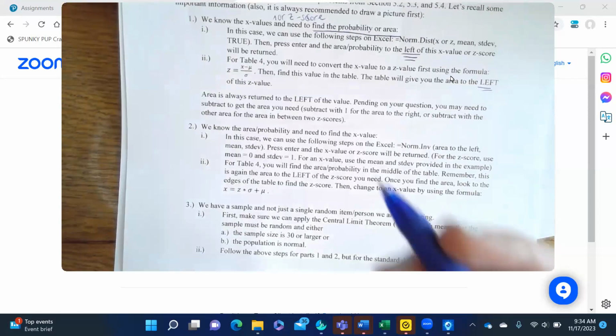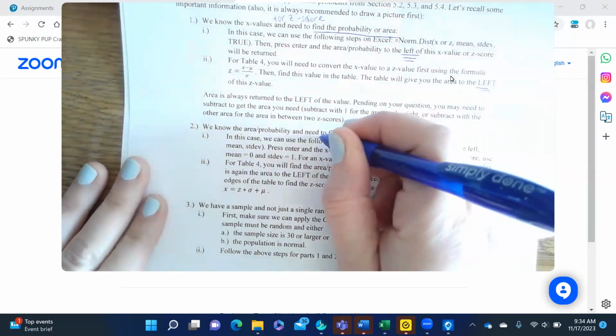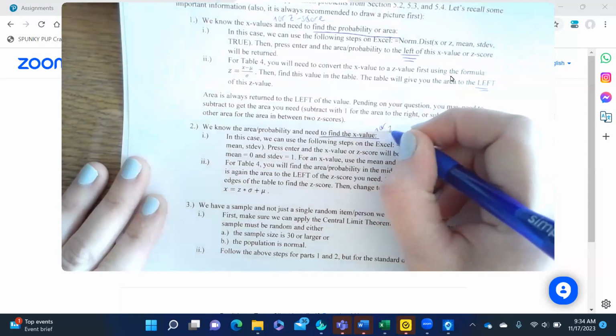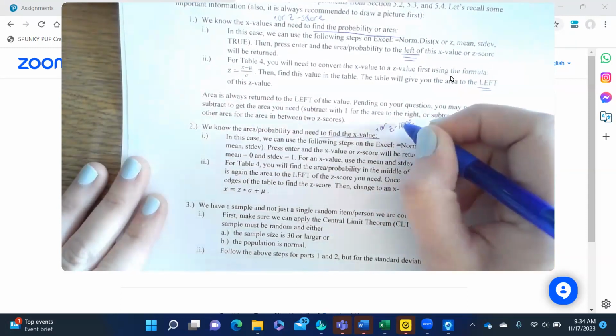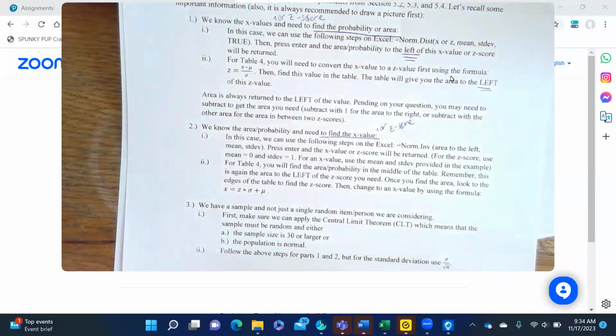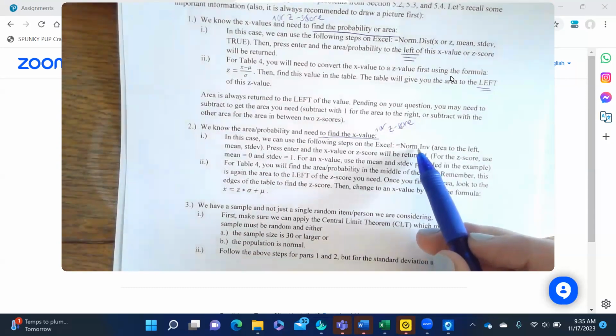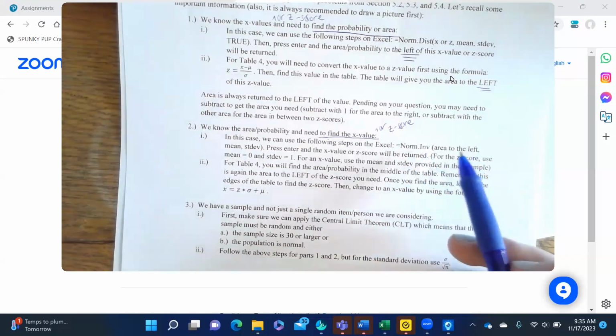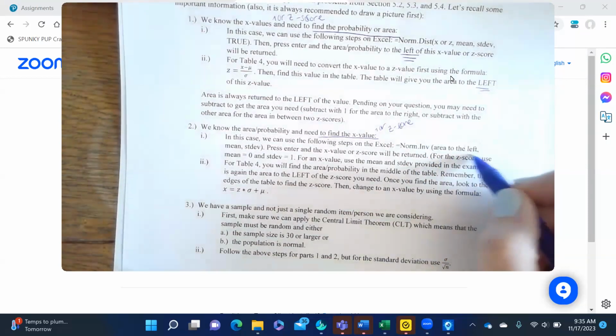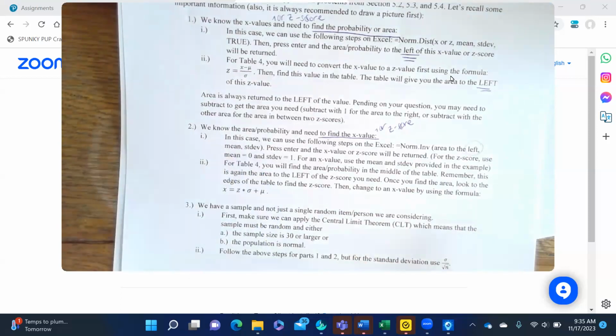The second main question we look at is if we know the area or probability, but you need to find the x value or the z-score, depending on what the question is asking. So here you know the area. I know the area is 5% or 0.324 or something like that, and we need to find the x value or the z-score. For Excel, the steps we're going to use there would be equal norm.inv for inverse. You do the area to the left. So again, your area is always going to be on the left side here. Mean and standard deviation. And you press enter, and then your x value or z-score will be returned.